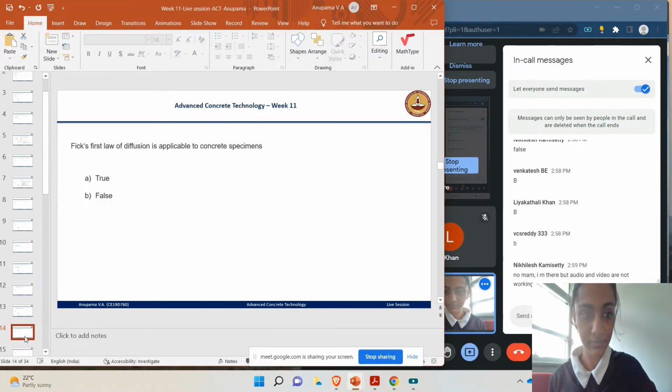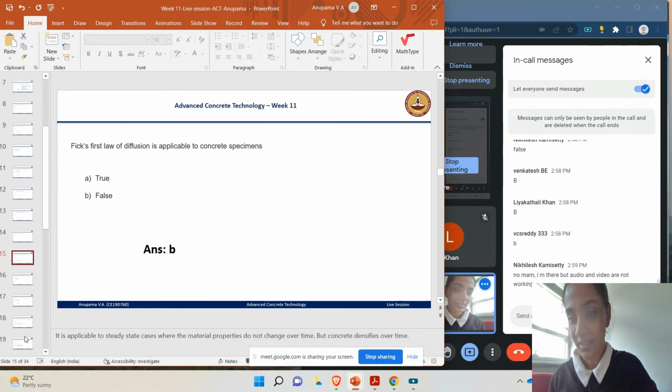So, the correct answer is false. But why we cannot apply it is because Fick's first law of diffusion is applicable only for steady state conditions. Steady state means that with the progression of time, the properties of the material shouldn't change. But if you consider a concrete specimen, we already said that hydration is an ever prolonging process, and obviously as the hydration progresses, the concrete properties are continuously changing. So it's not a steady state, it's always an unsteady state.